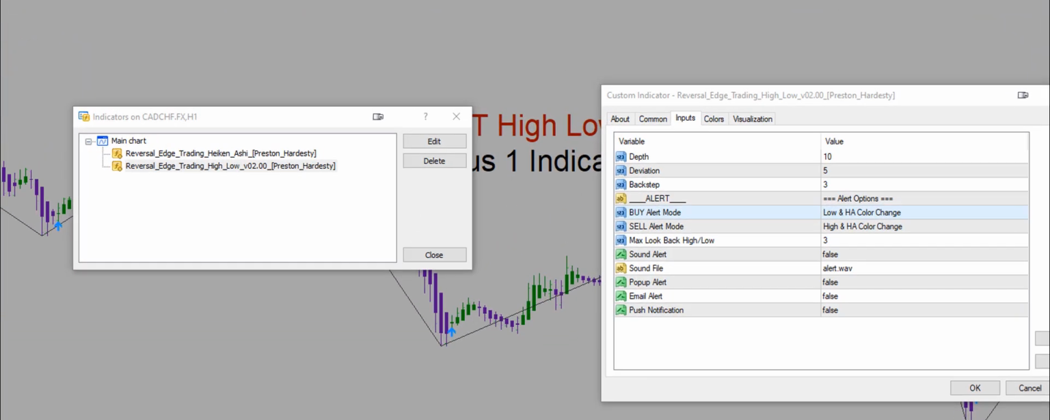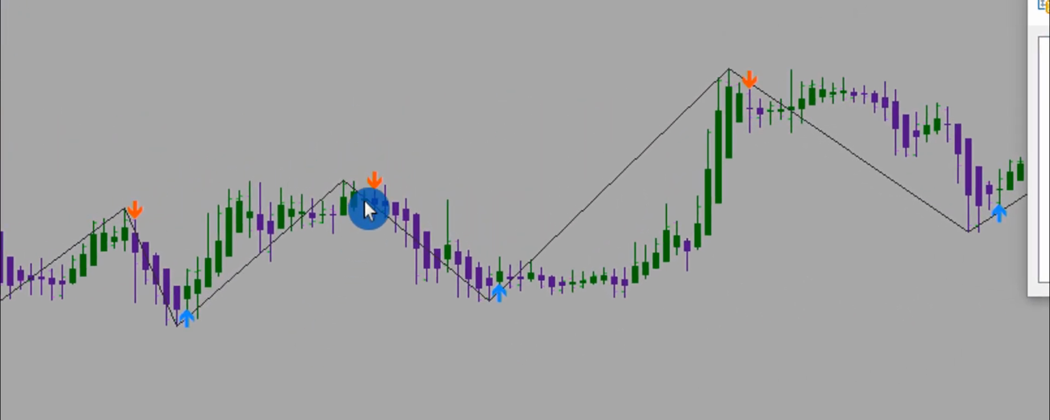This is indicator 2 of the bonus 1 indicator bundle, and this is High Low HA Alert. And how it works is where my cursor's at. So when it makes a final high, and then there's a color change, and the candle closes, it's going to print this arrow.